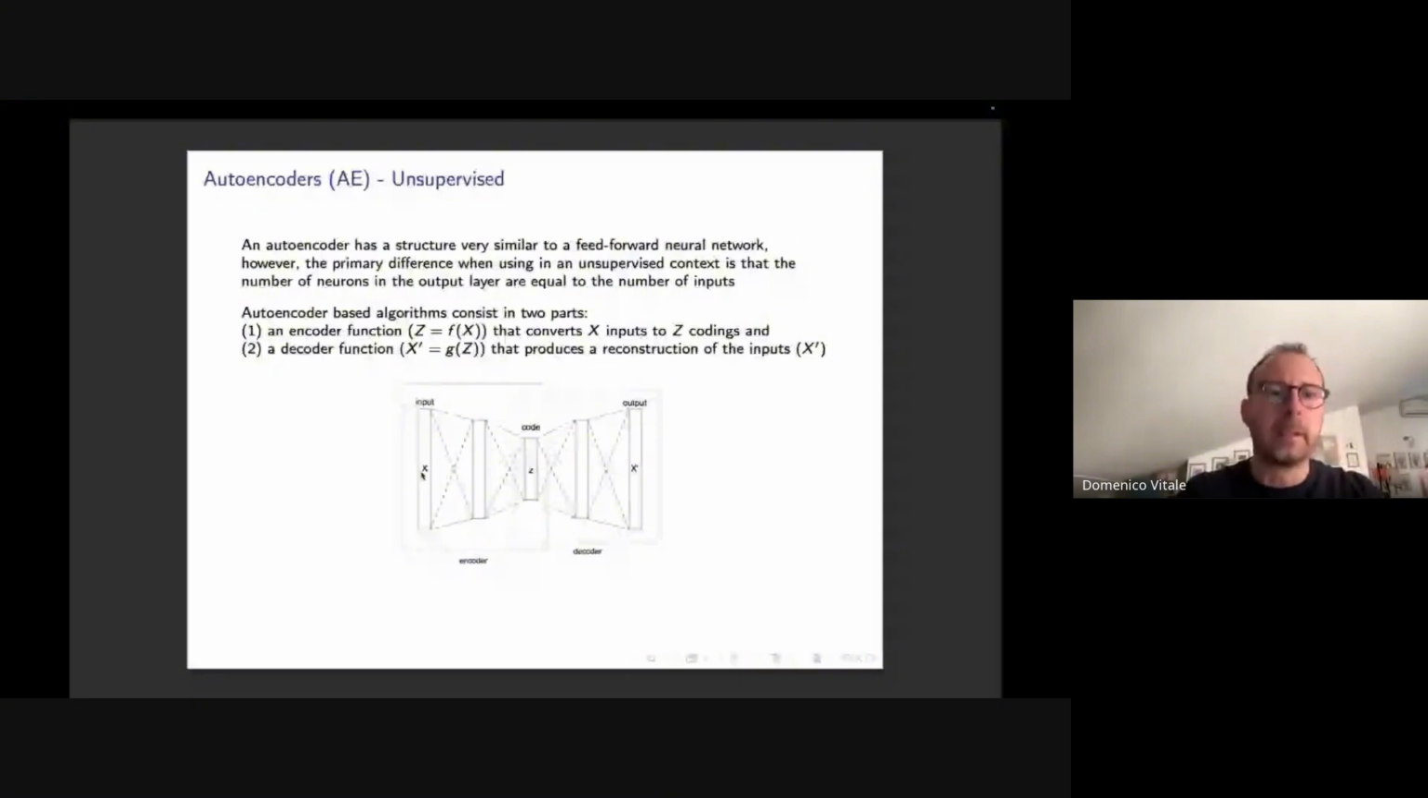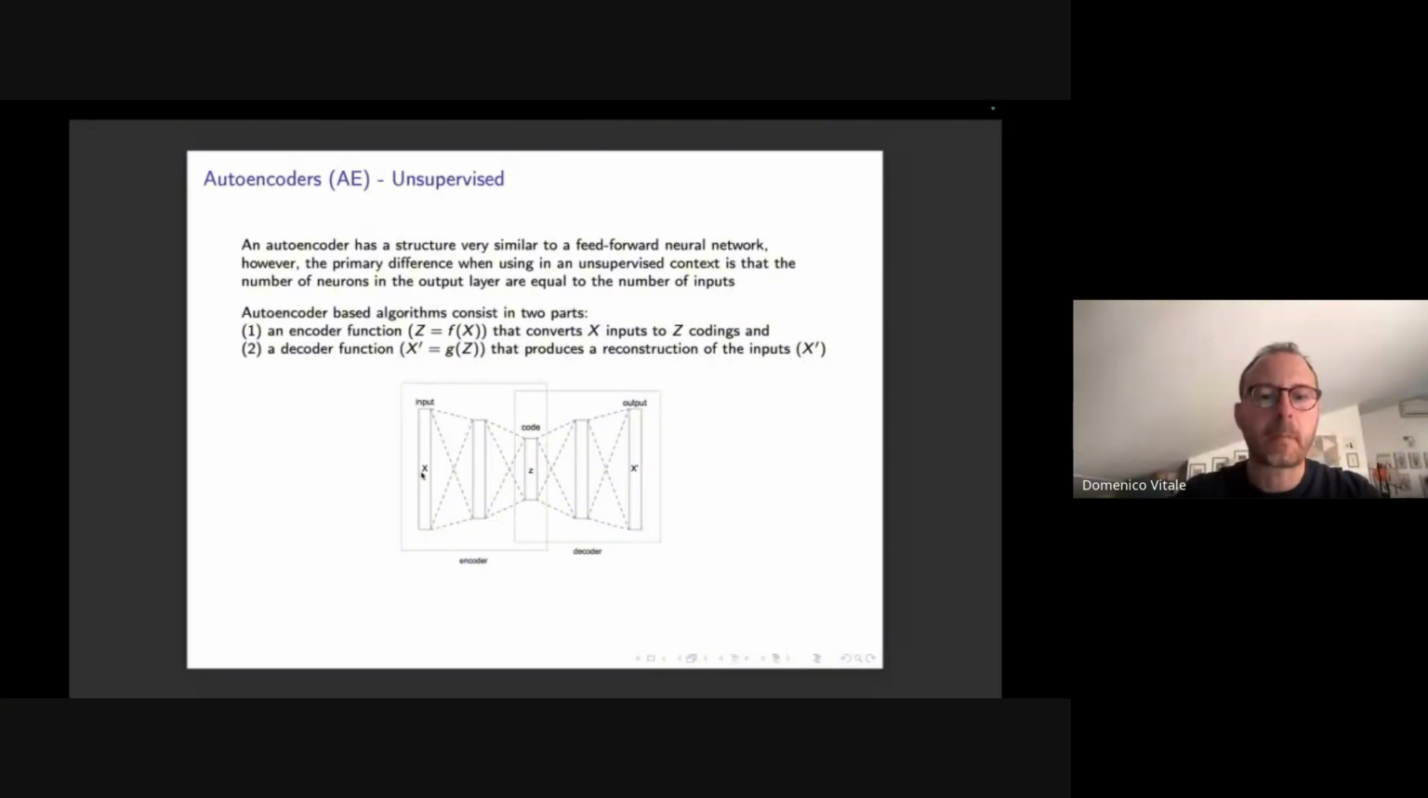How does an autoencoder work? An autoencoder has a structure similar to a neural network, a multi-layer perceptron, but the primary difference with respect to a multi-layer perceptron is that the number of neurons in the output layer is equal to the number of inputs, so the data. In particular, the autoencoder-based algorithm consists of two parts. The first part is an encoder function, which starts from the input data and converts it into z codings, and a second part, a decoder function g(z), that produces a reconstruction of the input, x prime.